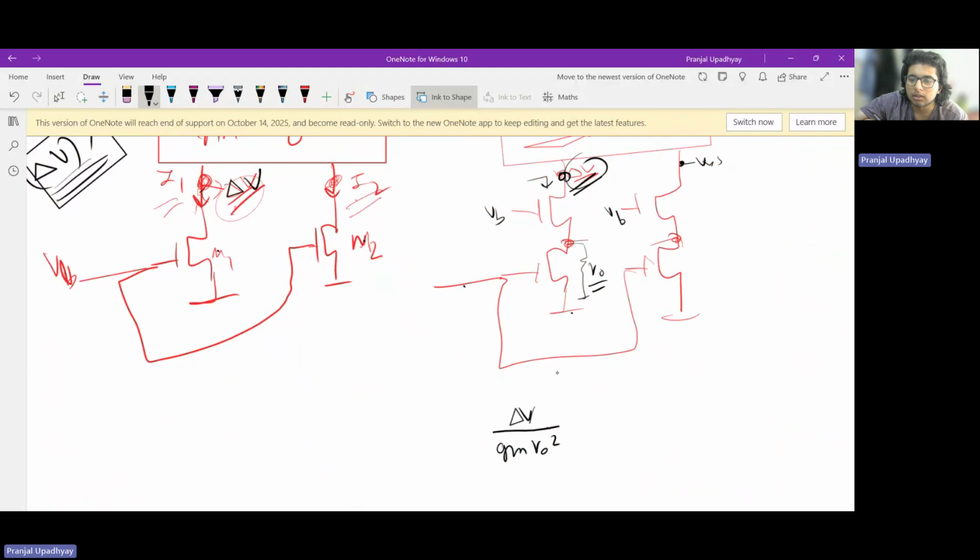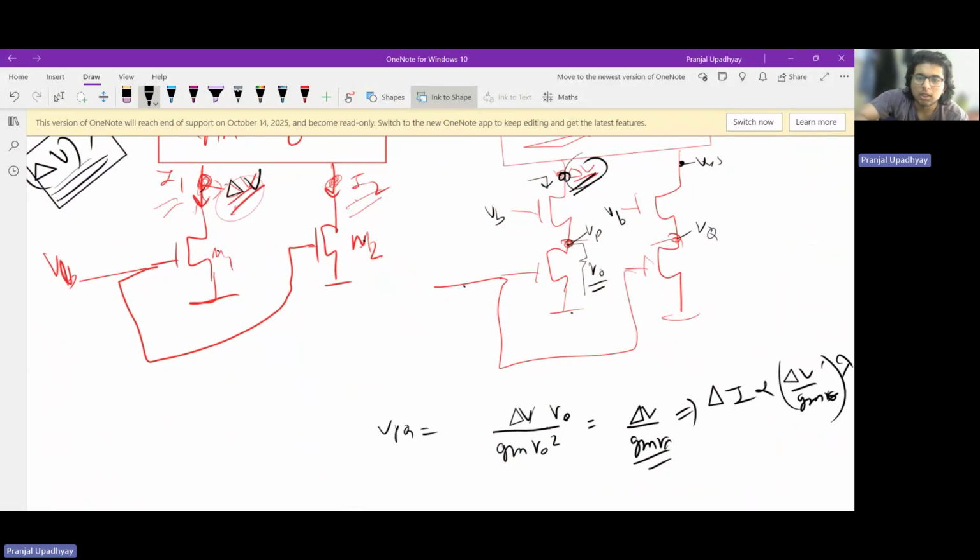Which means the change in this node voltage, if I'm calling it Vp and I'm calling it Vq, the change Vpq will be given by the small signal current flowing due to del V times this resistor, so that is ro. And now we can say that this is equal to del V by gm ro. This means the change in current in these two branches will then be proportional to del V over gm ro, times lambda, right?